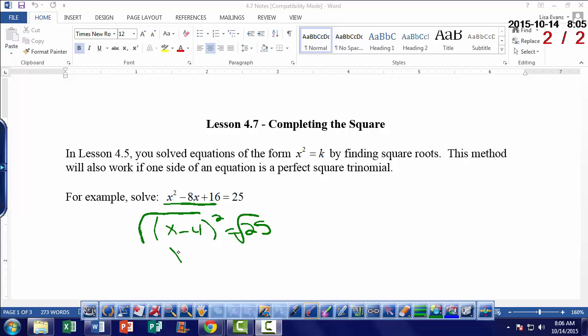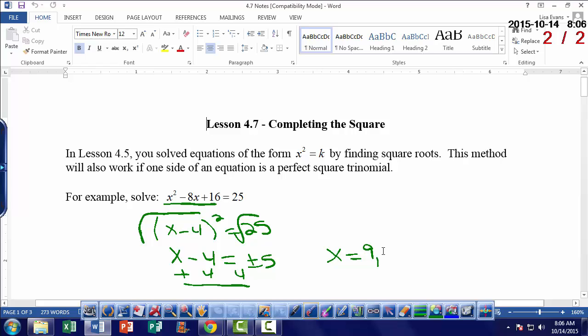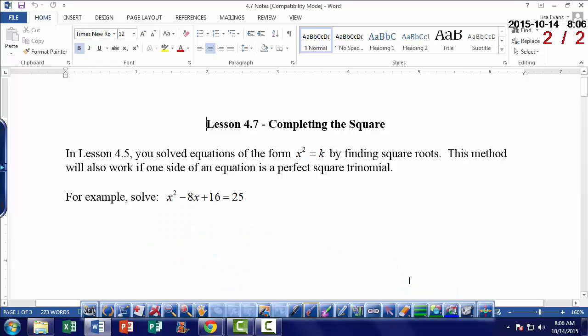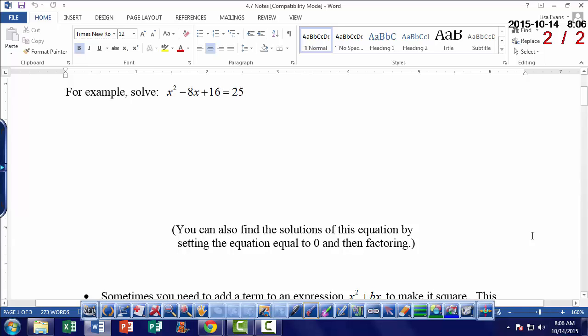We square root both sides, we get x minus 4 on the left, and plus or minus 5 on the right. Then we go ahead and add our 4 to both sides, and we get x equals 4 plus 5, which is 9, and 4 minus 5, which is negative 1. You can also find the solutions of this equation by setting the equation equal to 0 and then factoring. So we could have subtracted 25 on both sides and then factored that expression and set each parenthesis equal to 0.